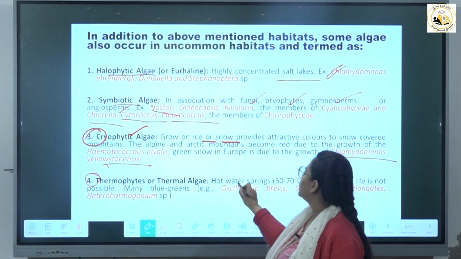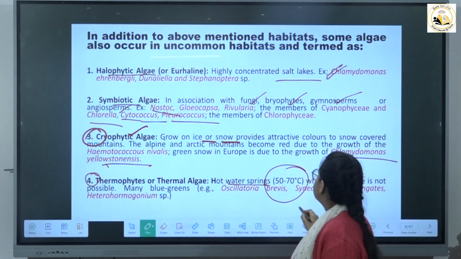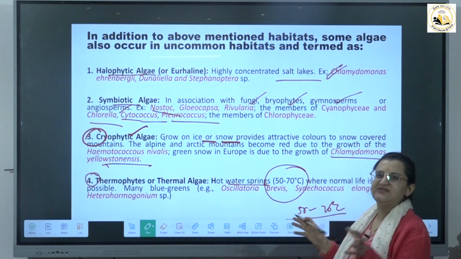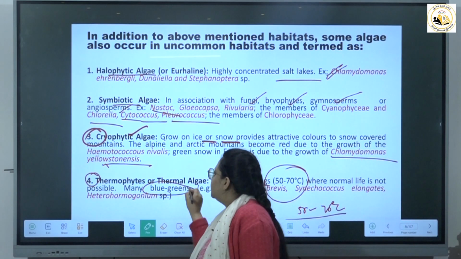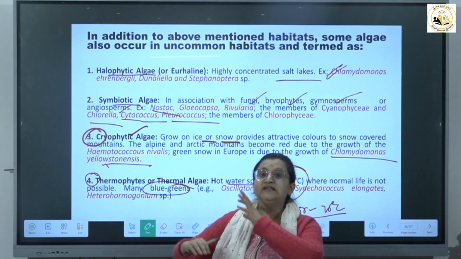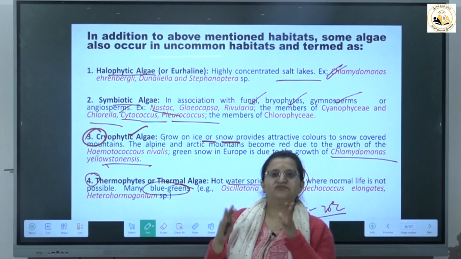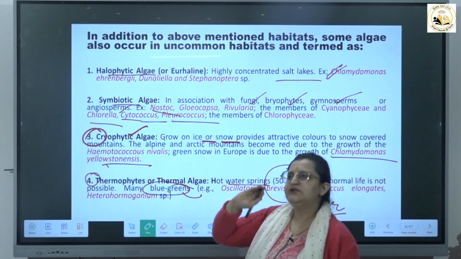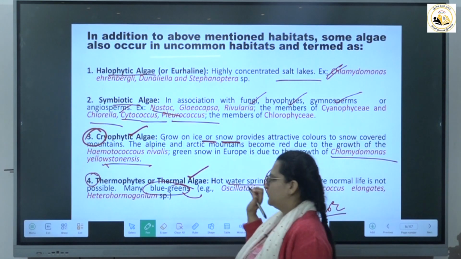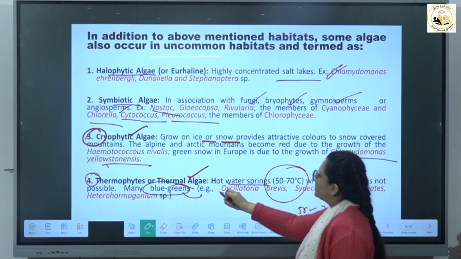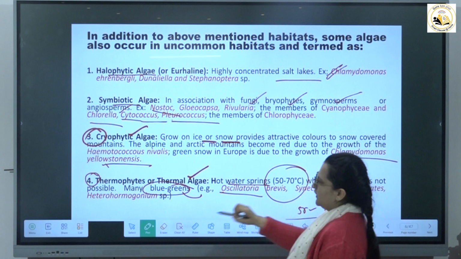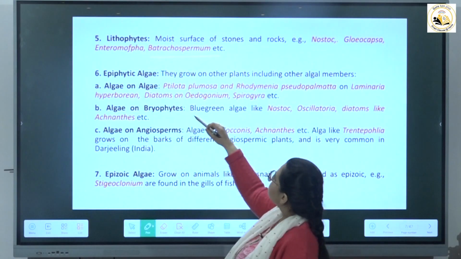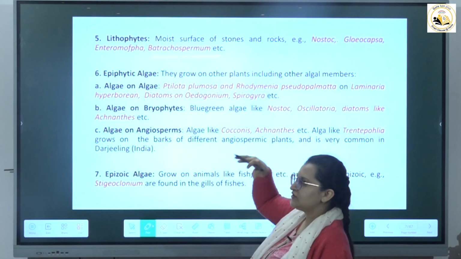In hot water springs, the maximum temperature is 50 to 70 degrees Celsius, and where normal life is not possible. Many of the blue green algae, which we will study in our future classes on the classification of algae, are involved in this type of organization, like Oscillatoria and many more.